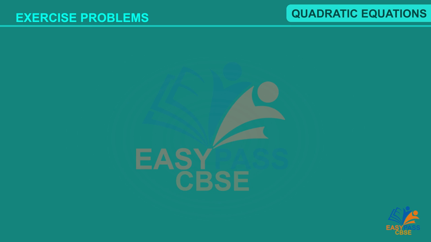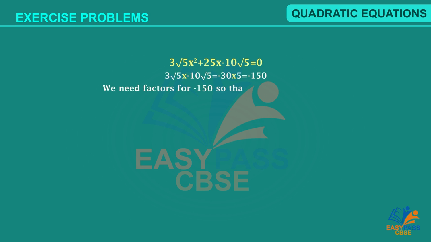Let us do one more question. 3 root 5 x square plus 25x minus 10 root 5 is equal to 0. 3 root 5 times 10 root 5 is nothing but 30 times 5, that is 150, minus 150. So we need factors for minus 150 so that the sum is equal to 25. Or we can have another method.